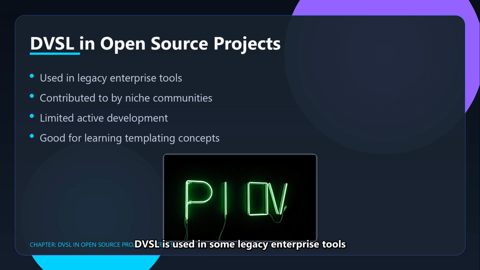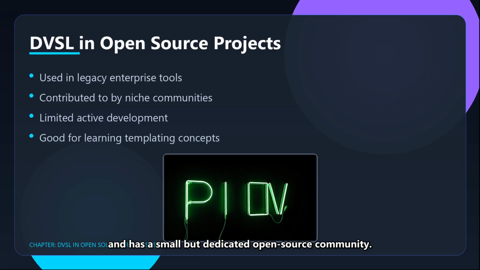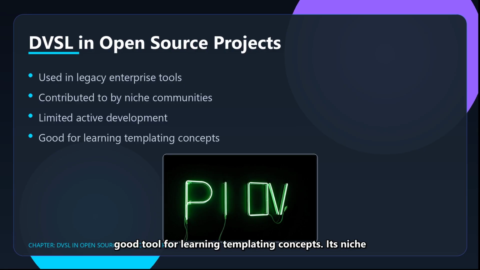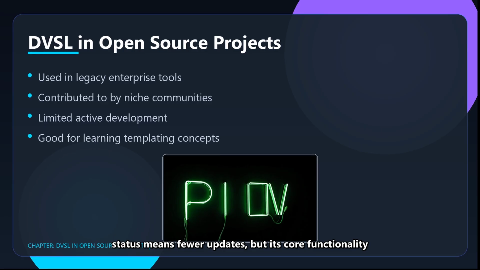DVSL is used in some legacy enterprise tools and has a small but dedicated open-source community. While active development is limited, it's still a good tool for learning templating concepts. Its niche status means fewer updates, but its core functionality remains solid for XML transformations.